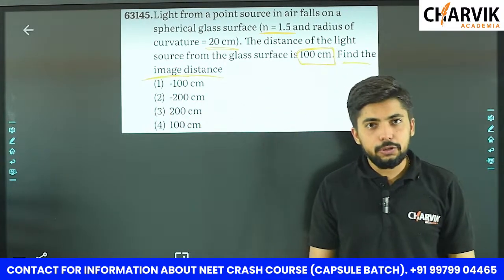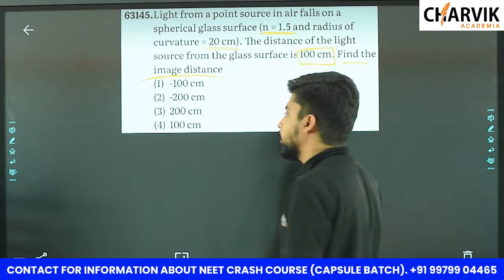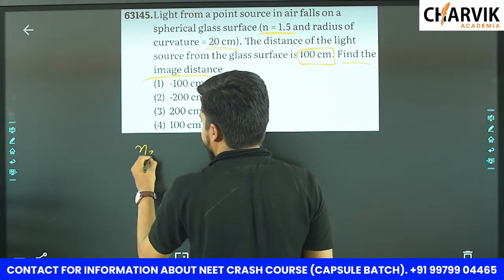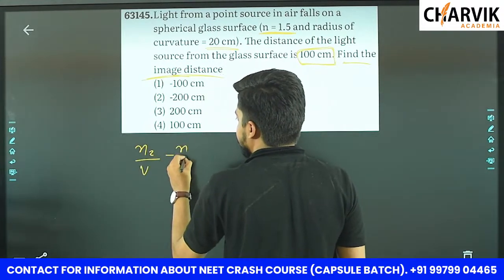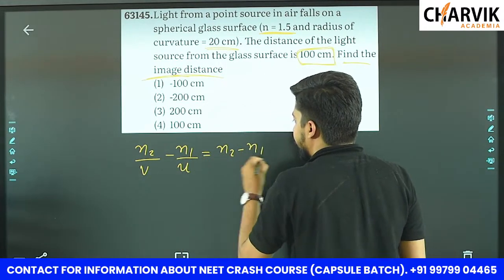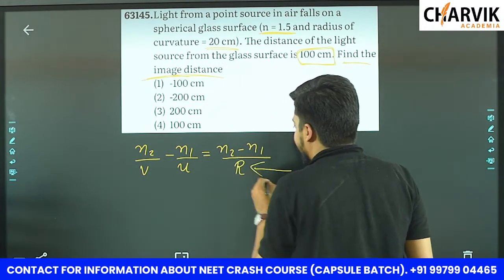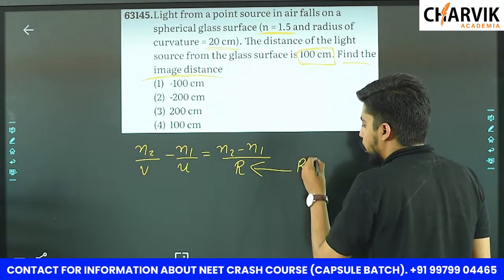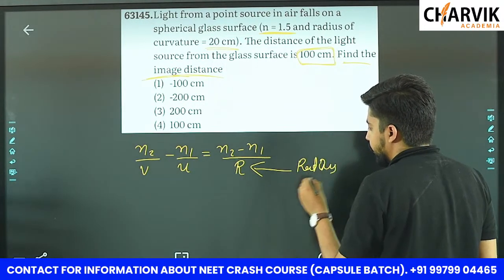And to solve this question, you need to recall the formula. The formula is N2 divided by V minus N1 divided by U is equal to N2 minus N1 divided by R, where R is the radius of curvature.